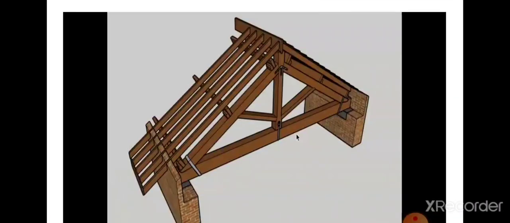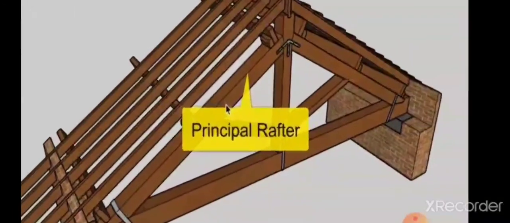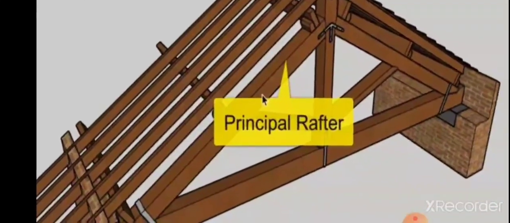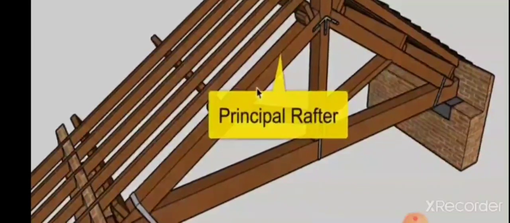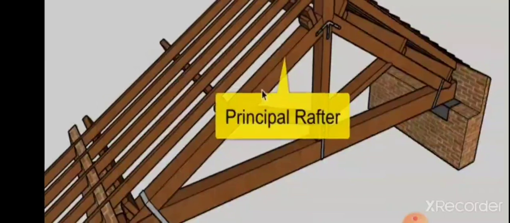So this is a 3D view of the king post truss. As you can see, all the members are shown here in this isometric or 3D view. This is the principal rafter. There are 2 principal rafters on either side of the king post, and mind you, this principal rafter is making an angle of 30° with the horizontal. So when you draw the principal rafter, you just make an angle of 30° with the tie beam or horizontal, and you draw the principal rafter on both the sides of the king post.